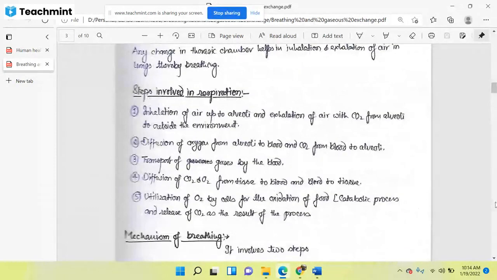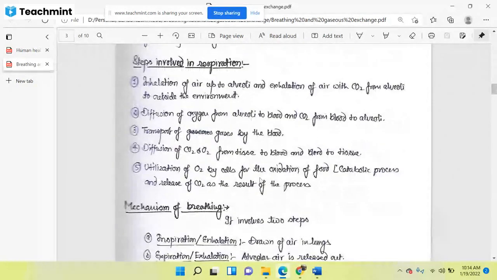Okay, so now we'll see the fifth step. Utilization of oxygen by cells for oxidation of food, and this oxidation of food comes under the catabolic process, and carbon dioxide is released as a result of this process. You know that if any biomolecule is being oxidized or broken, then this process is called the catabolic process. And here, due to this catabolic process, ATP is produced.